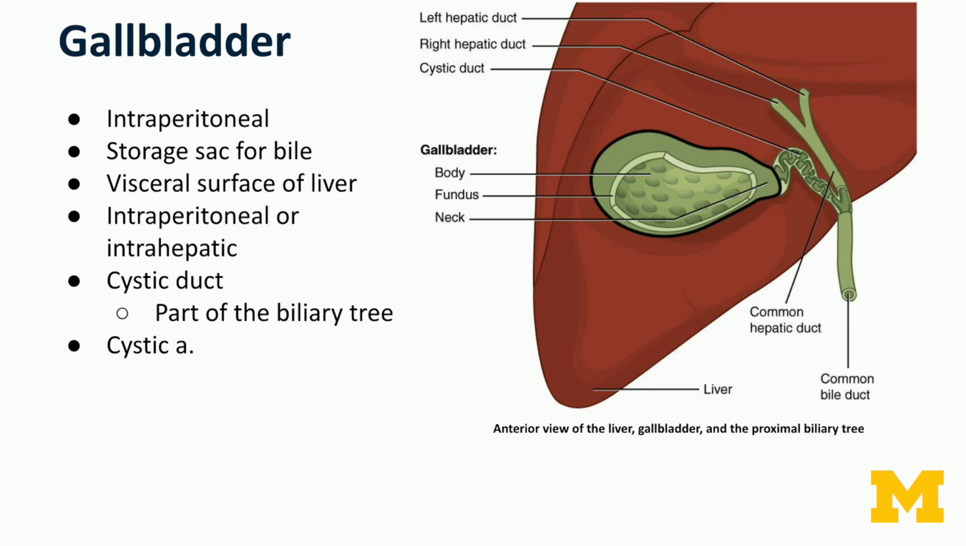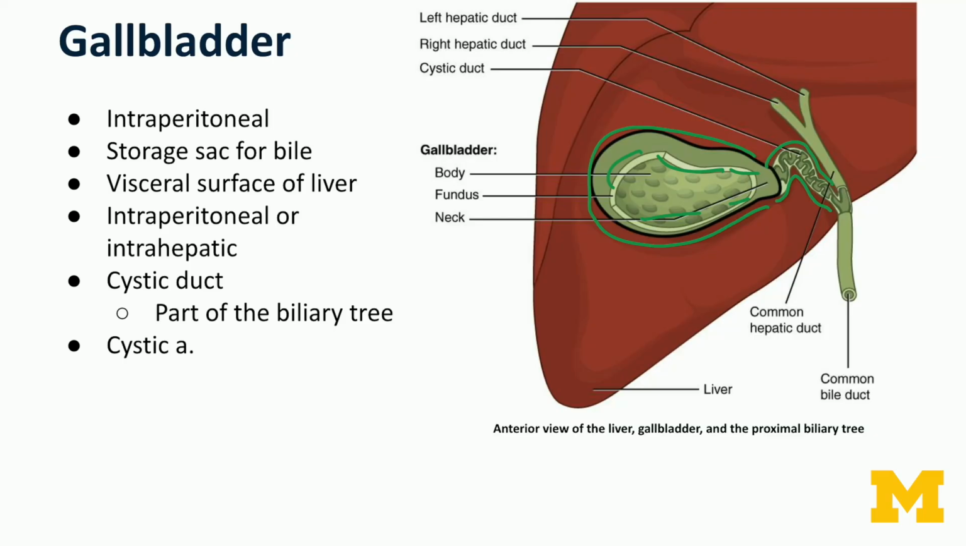The gallbladder is generally an intraperitoneal organ, so it is covered by parietal peritoneum, but it may also be intrahepatic, so it might be nestled within the body of the liver itself. Quite simply, the gallbladder is a storage sac for bile. It has a fundus, a body, and a neck, and it is going to connect via a cystic duct to the remainder of the biliary tree.